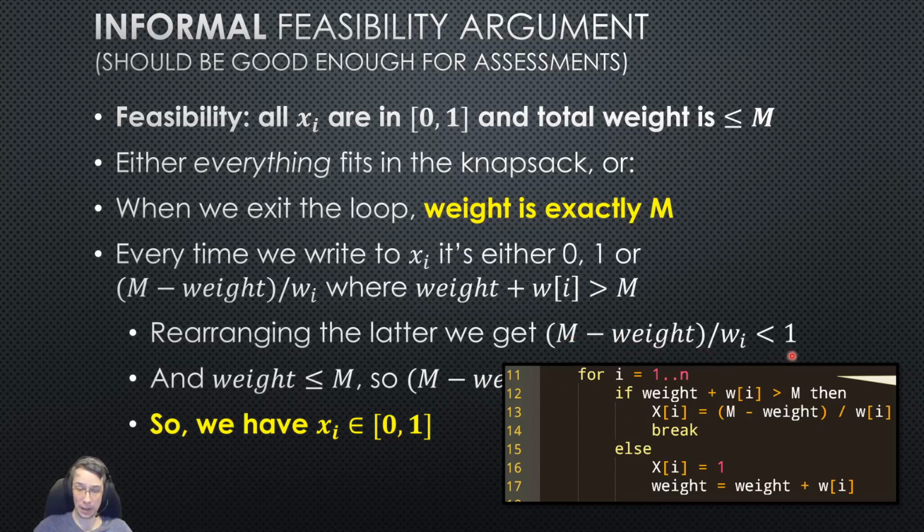and we get m minus weight over wi is less than 1. And additionally, weight is less than or equal to m, we've already argued. So m minus weight is going to be greater than or equal to 0, and w of i is positive. So xi will also be greater than or equal to 0. Sorry, that's obstructed here by the box, but I'll edit the slide to show that before I post. Okay, so we've proved that xi, if it's written to at this line, has to be between 0 and 1 as well. So we've shown that xi is between 0 and 1 for an arbitrary xi, which means it's true for all of them. Okay, so that's a basic feasibility proof. I do also want to at least give you a high-level overview of what a formal feasibility argument would look like.